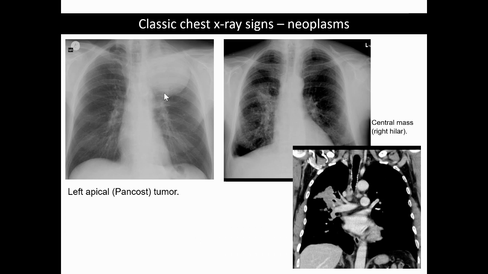Some more neoplasms. The Pancoast tumor, in this case a left apical tumor, is quite characteristic and obvious. It usually causes bony destruction, and sometimes we will see a central mass which is not that obvious on this chest x-ray, but if you are looking at the coronal CT, then you can see that in probably the right upper lobe again, connecting to the hila, there is this inhomogeneous gray central mass.